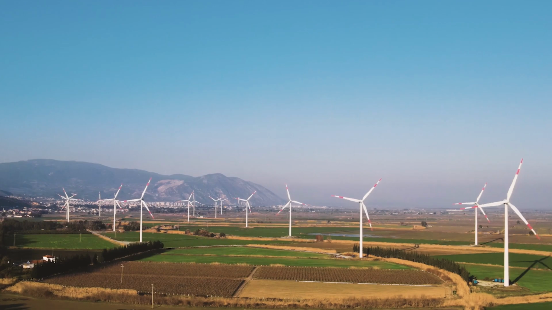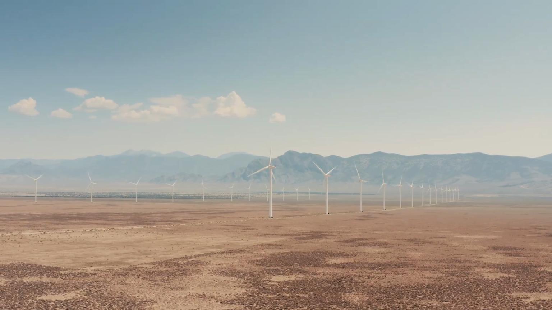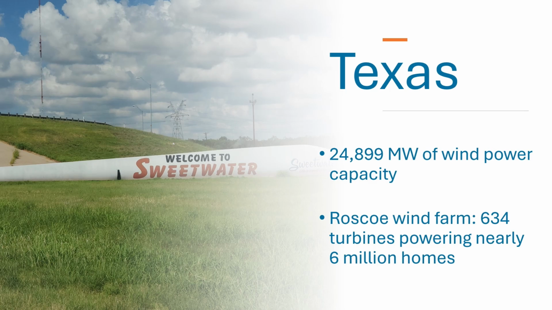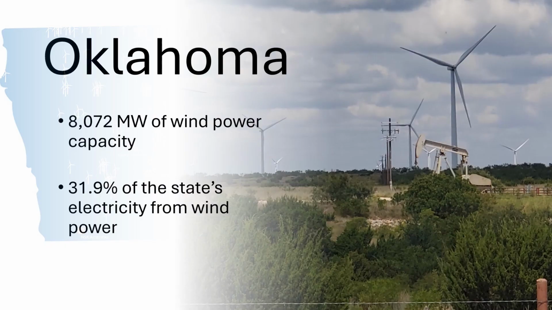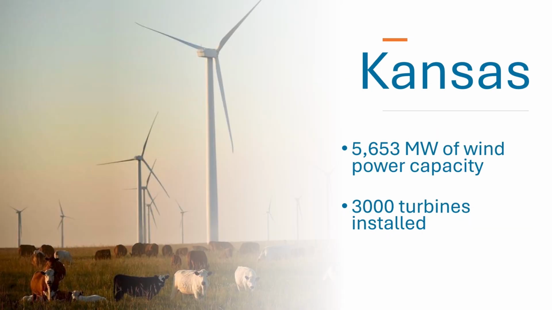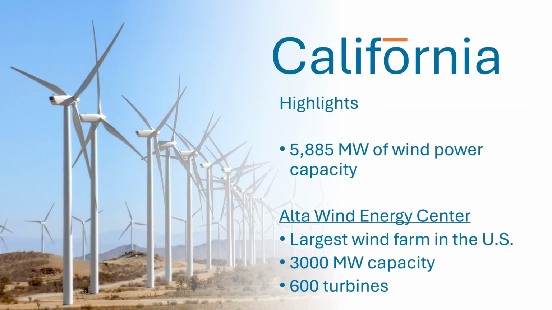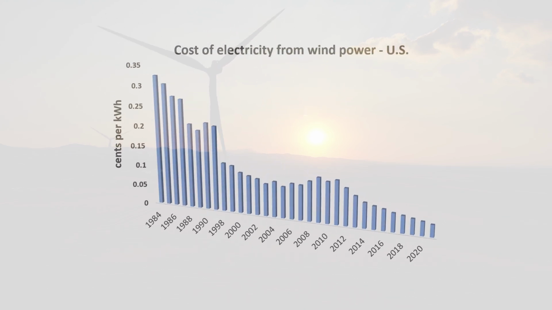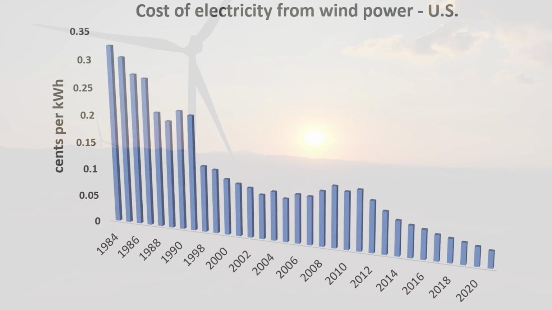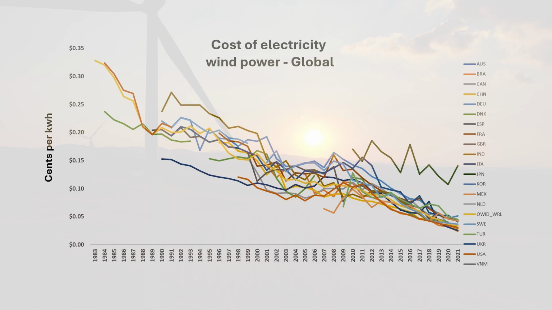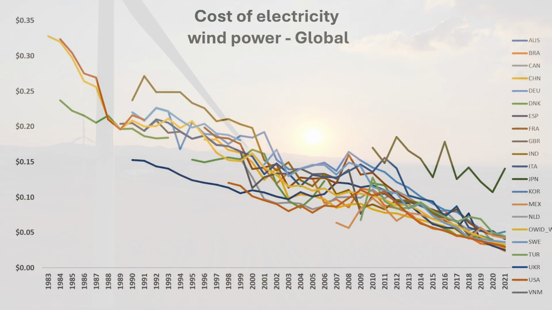Currently, there are over 70,000 wind turbines installed in the U.S., with 60% of them concentrated in 5 states. These top wind power producing states are Texas, Oklahoma, Iowa, Kansas, and California. In addition to increased capacity, the cost of electricity from wind power declined by nearly 70% from north of 30 cents per kilowatt to below 5 cents per kilowatt, making wind power the second cheapest source of electricity behind solar power. Globally, similar trends are observed.